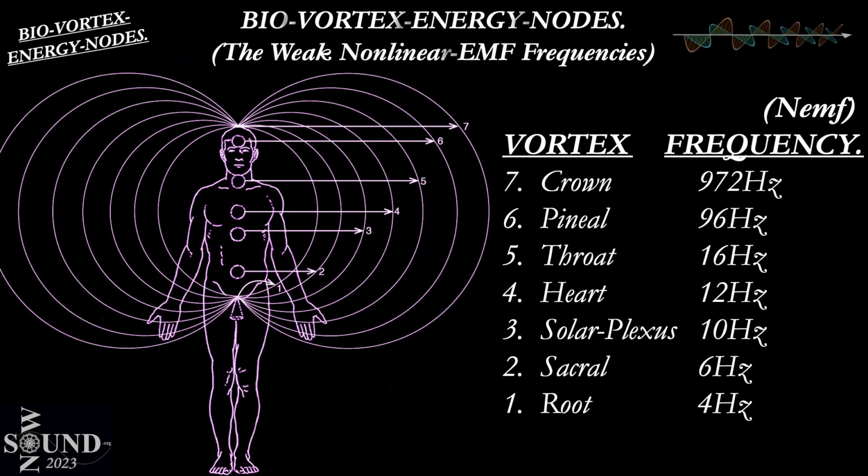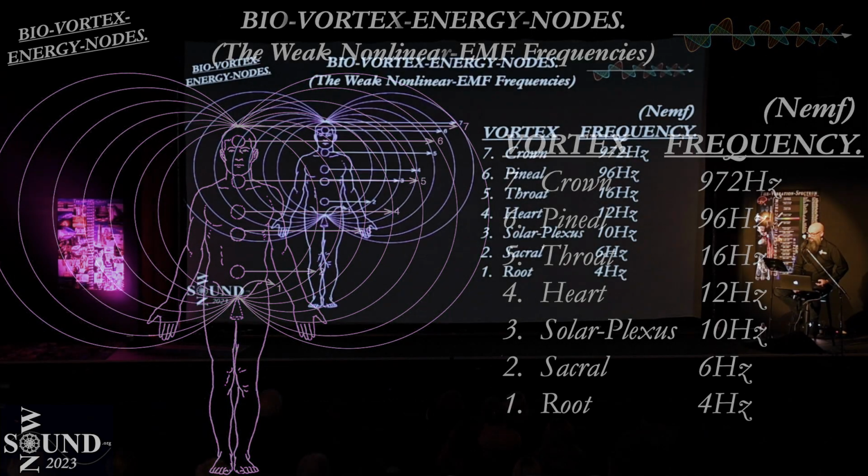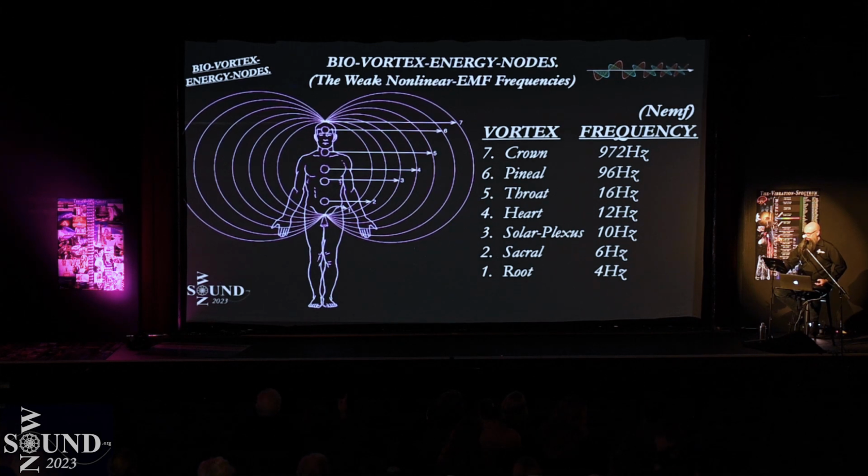4 hertz root, sacral 6 hertz, solar plexus 10 hertz, heart 12 hertz, throat 16 hertz, pineal gland 96 hertz, and the crown chakra 972 hertz. There you go, ladies and gentlemen. There are the frequencies.